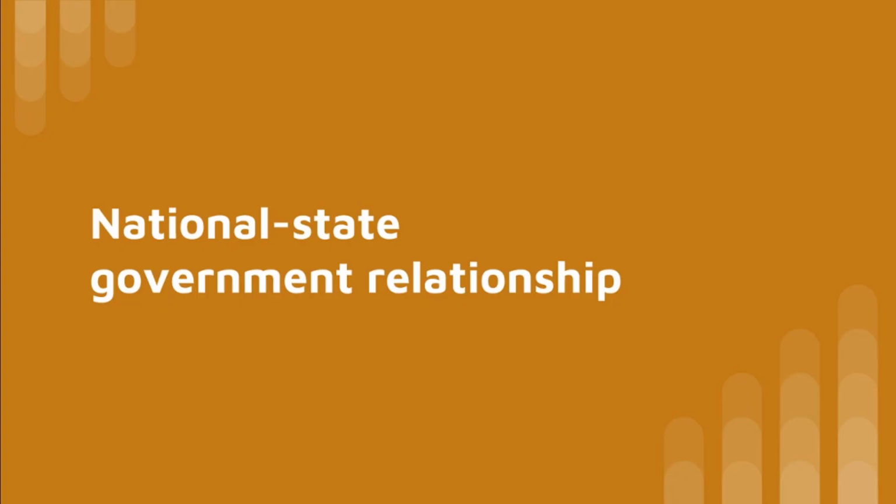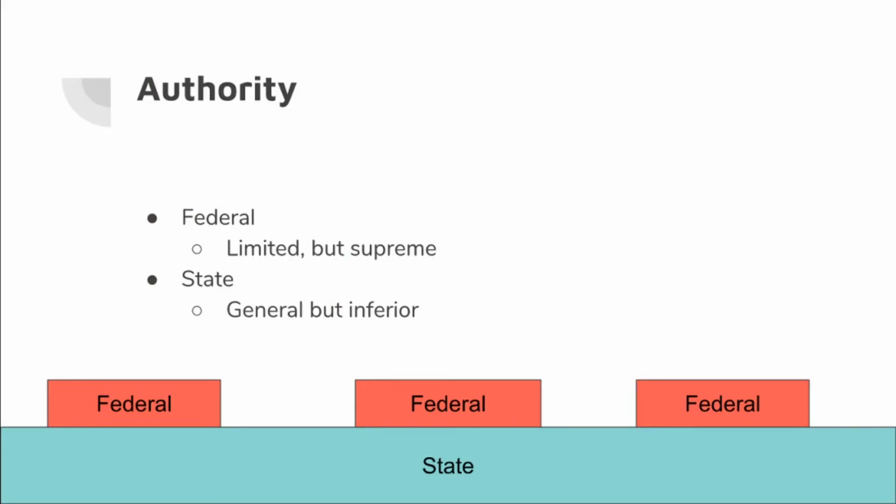Finally, as we conclude this unit in constitutional law, let's examine the way the national government and the state government are related and what this means for us in our study of constitutional law. So when it comes to authority in specific areas, the federal government is limited but supreme. Essentially what that means is, in this figure below, the federal government is above the state government in whichever areas the Constitution grants it power in.